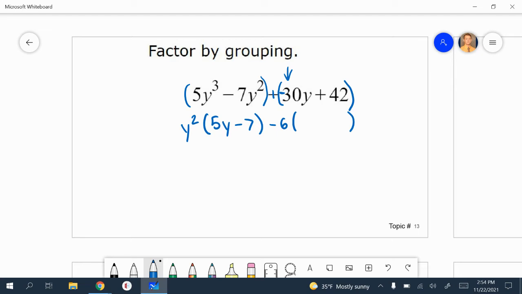Then we're left with a 5 and a y. And in the second part, if I pull out a negative 6, that would leave me with a negative 7. Okay, now I've got the same two terms. If you're confused on this step, go back to topic 12, but I'm going to take those 5y minus 7s, and I'm going to group them, and I'm going to put in the second set of parentheses y squared minus 6.